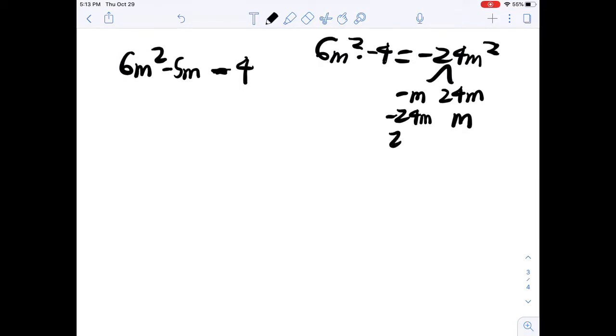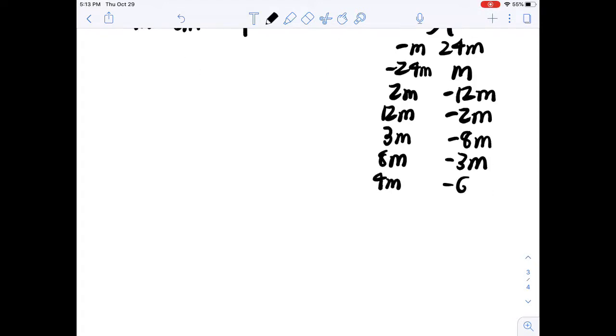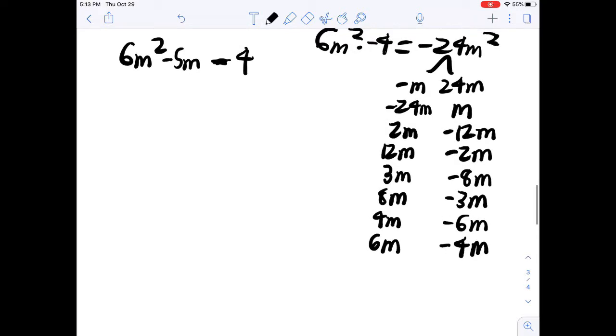And then we have 2m and negative 12m, or 12m and negative 2m. 3m, negative 8m, 8m, and negative 3m. 4m, negative 6m, 6m, and negative 4m. And here we have all the factors of negative 24m squared. So now we need to find which two factors add to negative 5. Negative 8 plus 3 is negative 5, so we're going to use these two terms in our square.